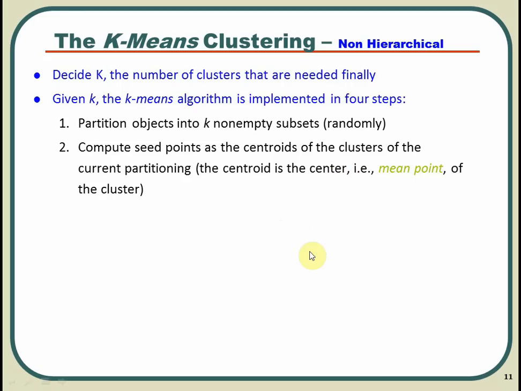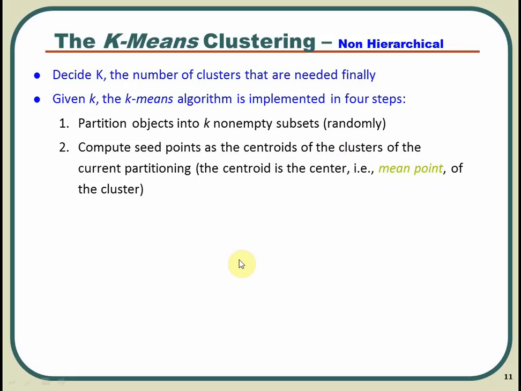So essentially, if it has, say, x and y dimensions, it will be x1, x2, x3, x4 till x15 divided by 15. That will give the first centroid. And the second centroid you will find: y1 plus y2 plus y3 till y15 divided by 15. That will give you the second parameter of the centroid. So that's how you are calculating the seed point for each of the k non-empty subsets.